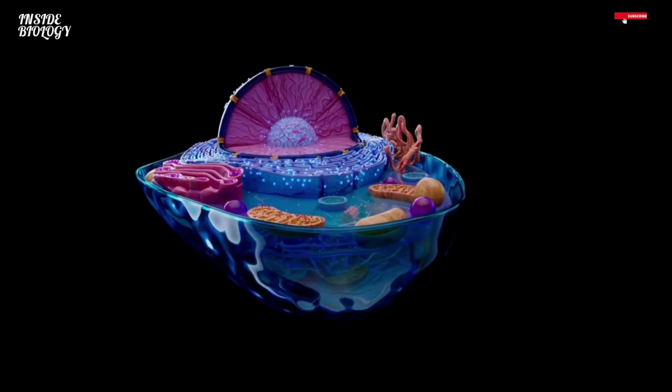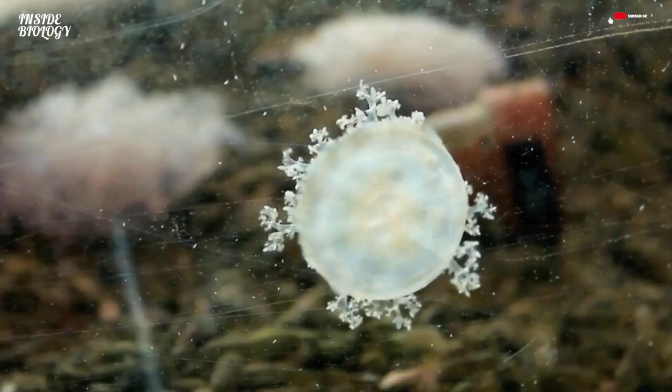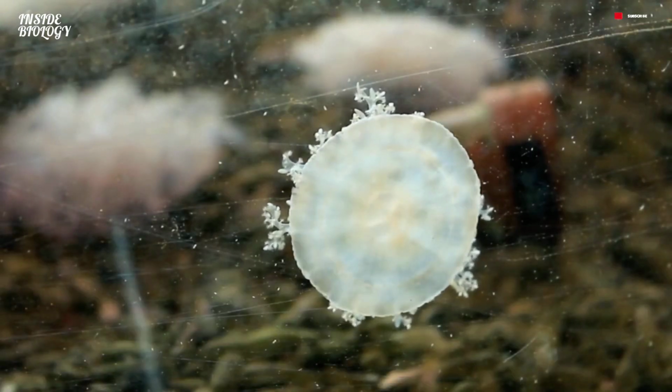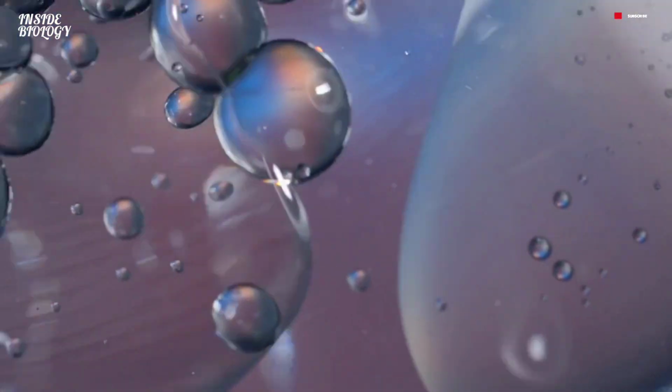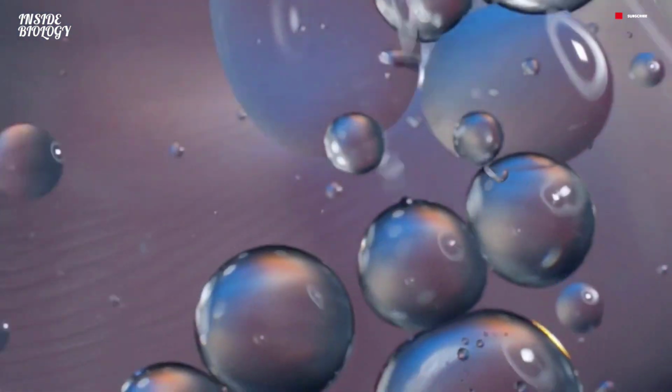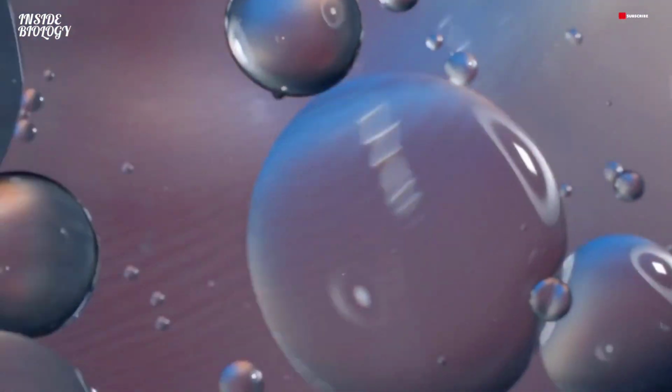A cell is the smallest unit of life. It's the building block of all organisms. Think of it like a tiny factory that performs all the functions needed to keep something alive.